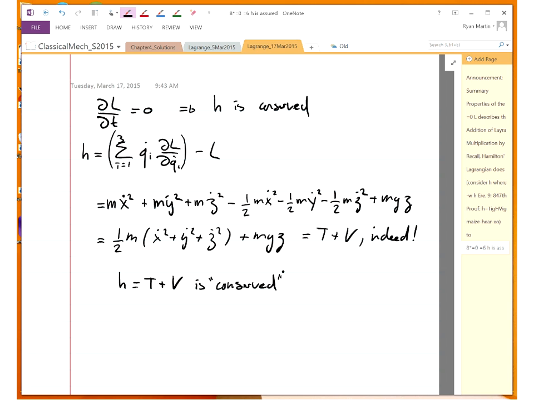And so I think I'll stop here. There's a little note in the notes about how this quantity H, if you write it in terms of the p's instead of the ẋ's, then it's called the Hamiltonian. And that's what appears in quantum mechanics, and what we'll spend the rest of the course discussing at length.